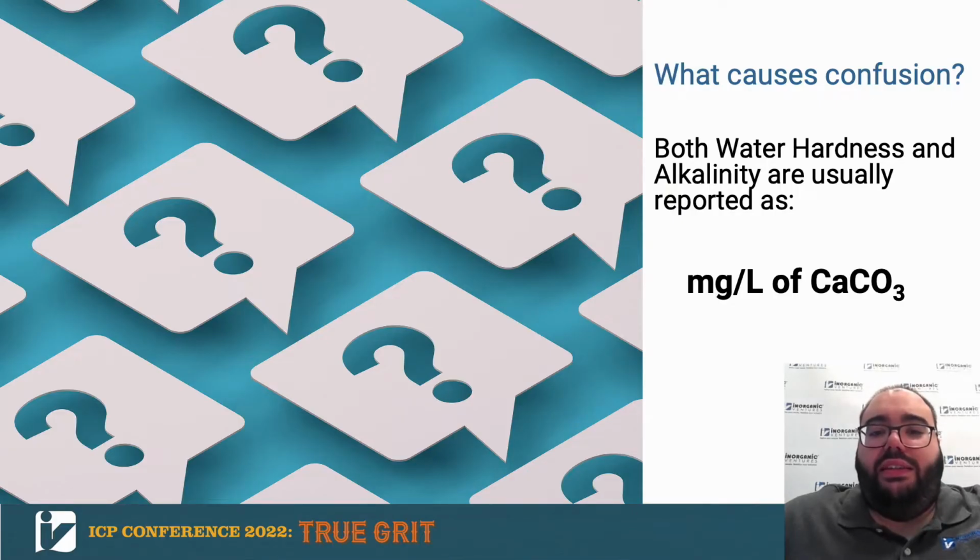So what causes the confusion in water hardness and alkalinity? Usually it's because they're both reported as milligrams per liter of calcium carbonate. And since they are two different testing methods, sometimes this can lead to confusion where people aren't quite sure what method they need to be doing or what they need to be testing for.